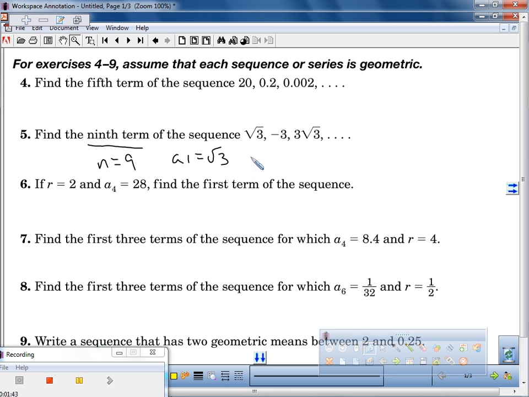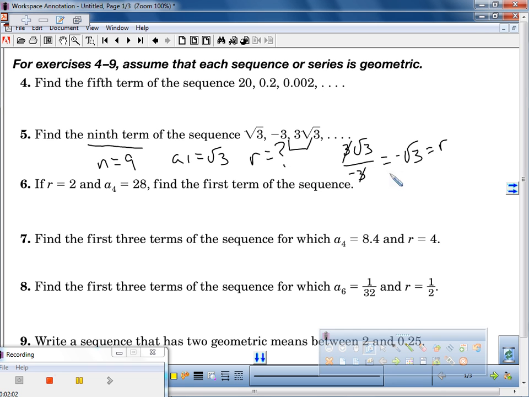What we don't know is r, so we'll have to solve for r. I'm just going to take these two terms in sequence. So I'm going to take 3 square root of 3 over negative 3. That'll reduce, and we end up with negative square root of 3 as our r value.